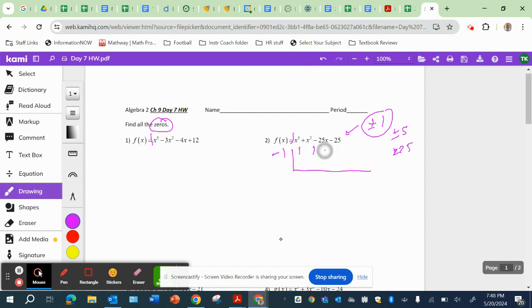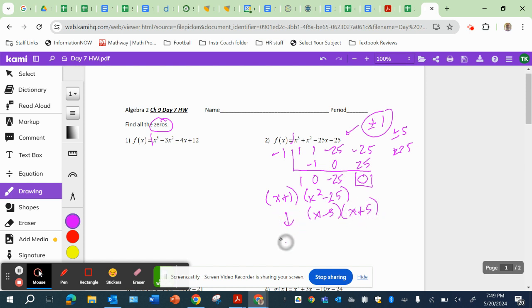So 1, 1, -25, -25. So bring it down. So you have a remainder of 0. So that means one factor is x plus 1, because -1 makes that 0. And then what's left is always 1 degree less. So x squared minus 25. So you can factor that into x minus 5, x plus 5. So your zeros are -1, 5, and -5.